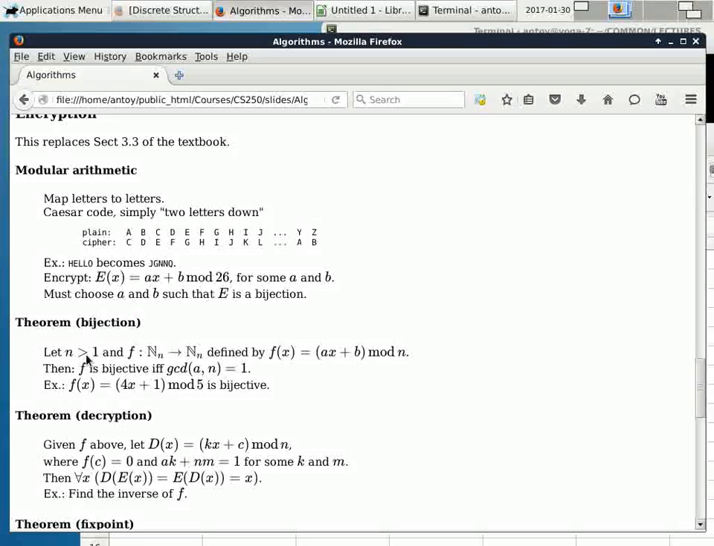N is 10. In the first example that I did, A was 3. What is the greatest common divisor of 3 and 10? 1. But when I pick 4, what is the greatest common divisor of 4 and 10? 2. It's not 1, it's not a bijection.